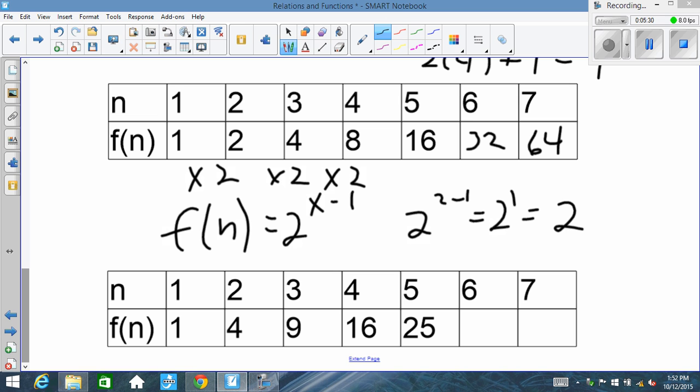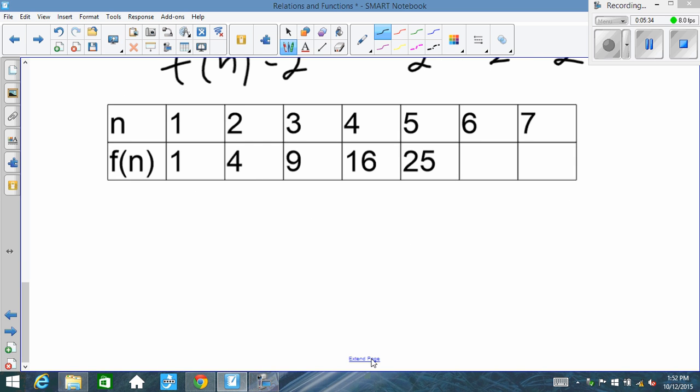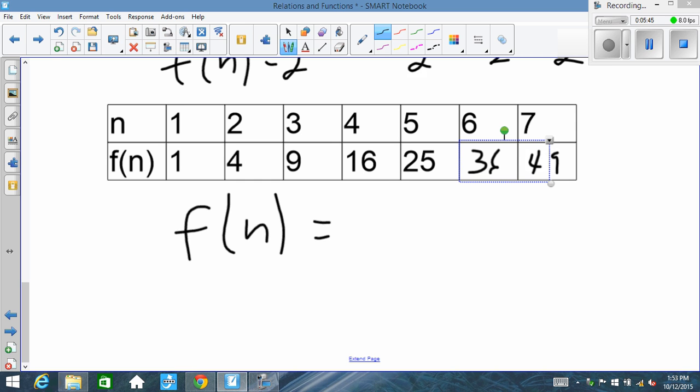And the last one is showing a power here. So this one's not too bad. This one here would be 6 squared is 36, and this is 49. So again, the f of n in this case would equal n squared, every n squared.